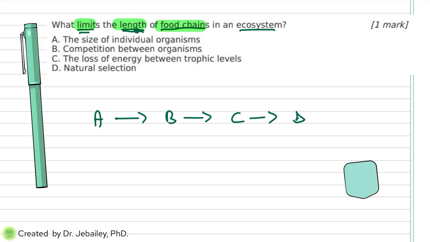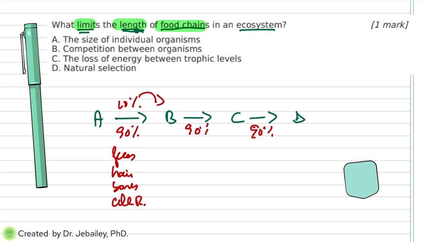But as we go along that chain, there's always 90% of energy that is lost every single time. That energy that is lost is usually with feces, hair and bones, and even cell respiration, which means when the animal is doing its own activities and using energy. So only 10% of energy goes to the next animal. You can see that the energy is lost. By the time it gets to D, the energy is like 0.01%, very low energy.